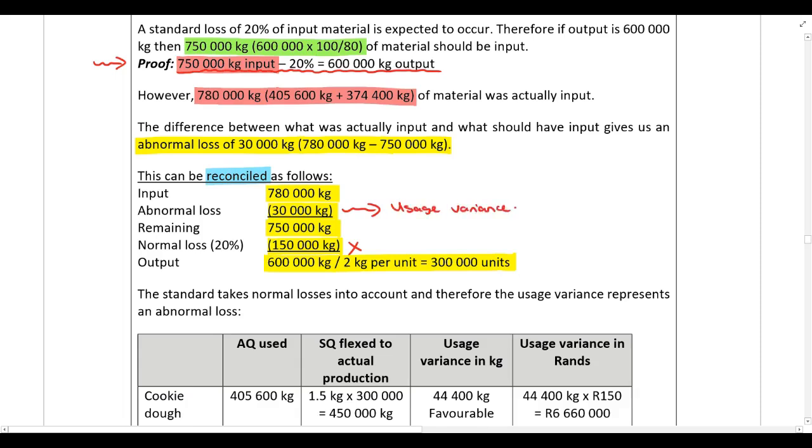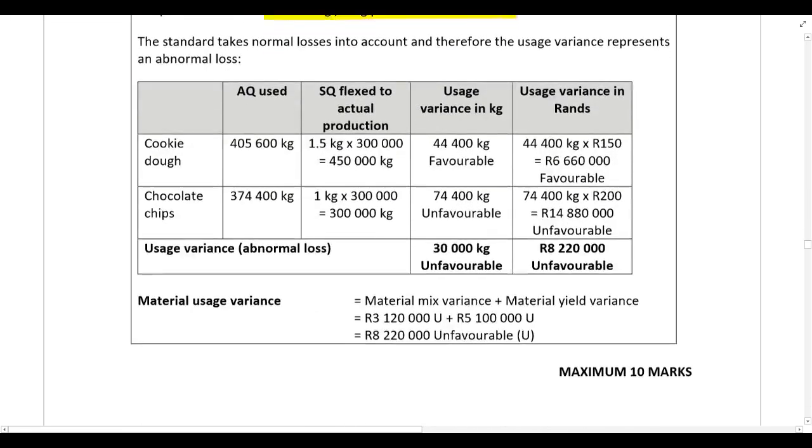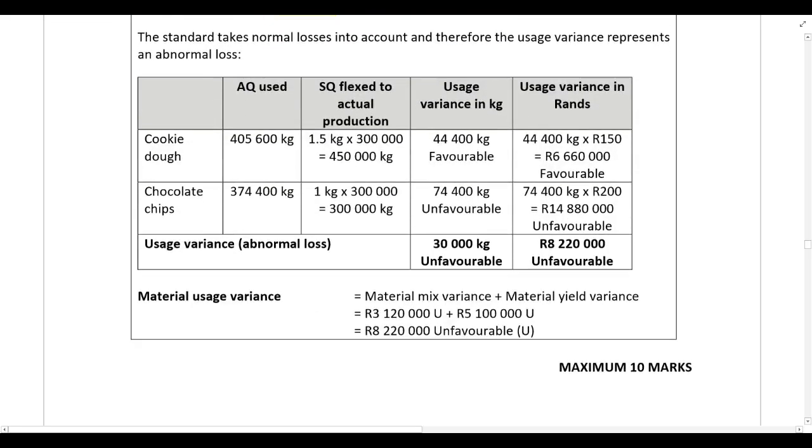And I'm going to prove that to you. Okay. So what I want you to do first is calculate the material usage variance. And remember, the usage variance is the sum of the mix and the yield variance. So we calculated the material mix variance and the material yield variance. If we add those together, we get the material usage variance.